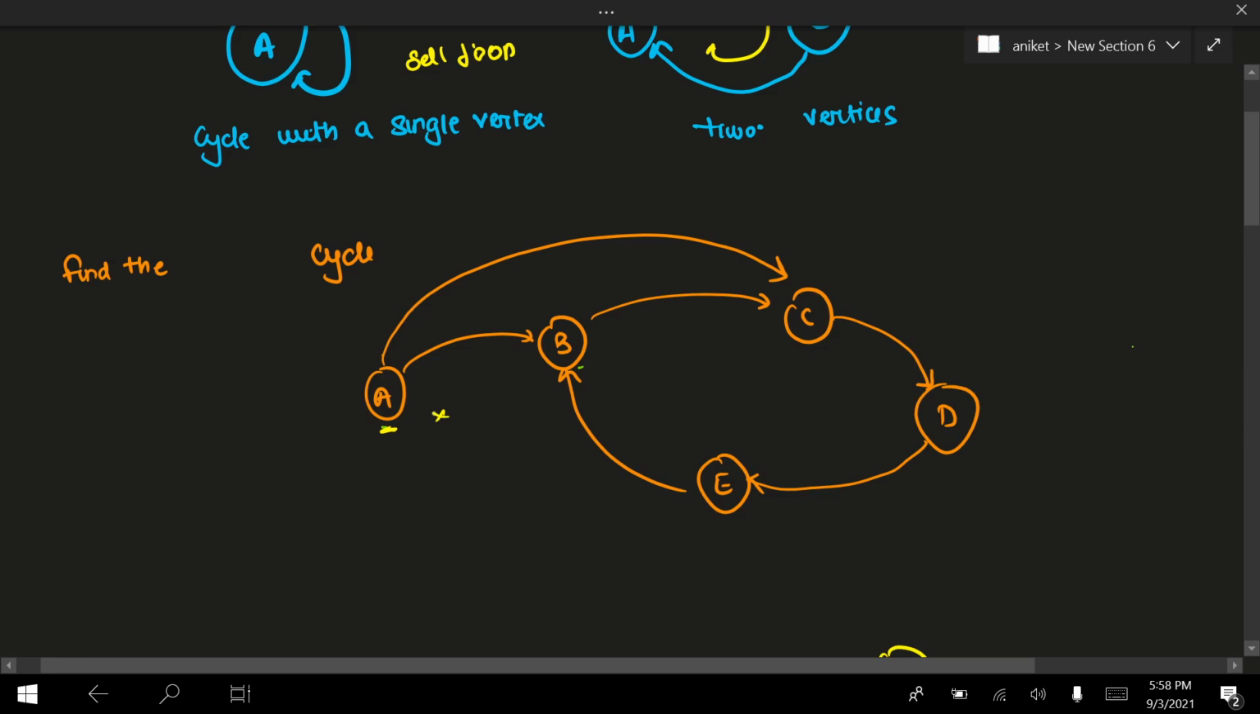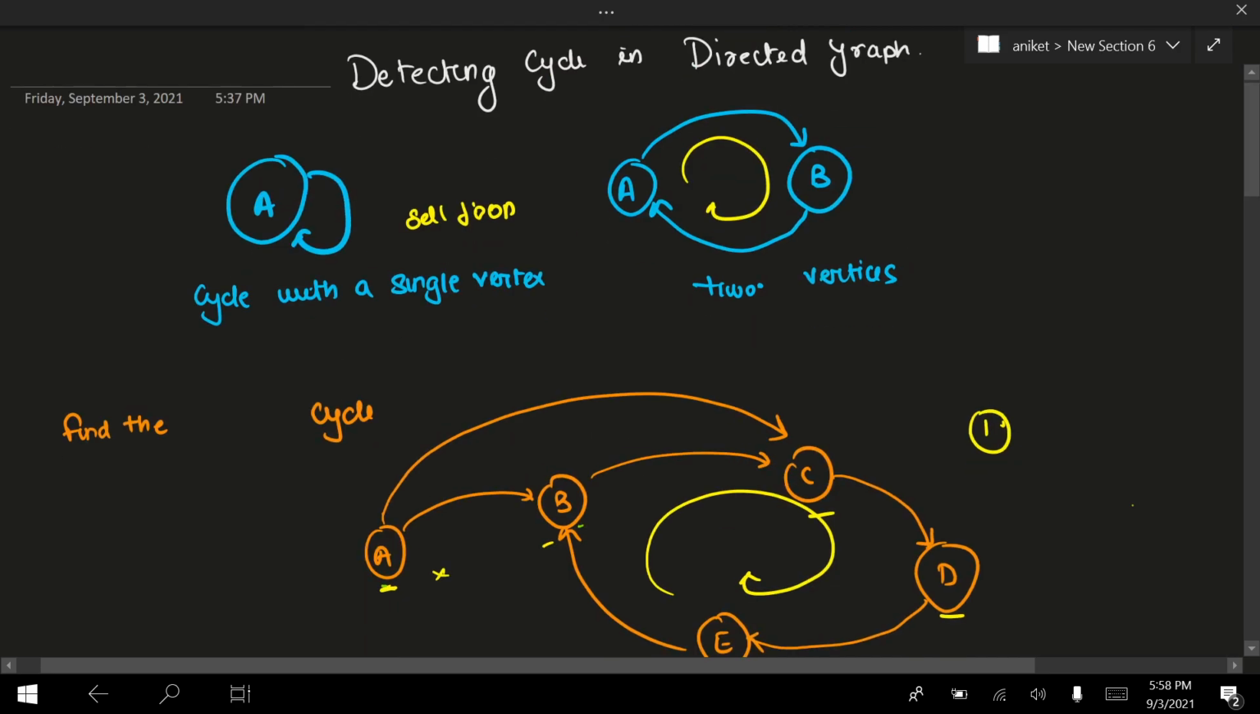But can we form any cycle with B? Yes, we can definitely form a cycle with B, because B goes to C, D, E, and so on. So there is a complete cycle over here. How many cycles are there in this graph? One. So in a directed graph, there can be a single cycle and there can be multiple cycles as well. What is an example of multiple cycles?